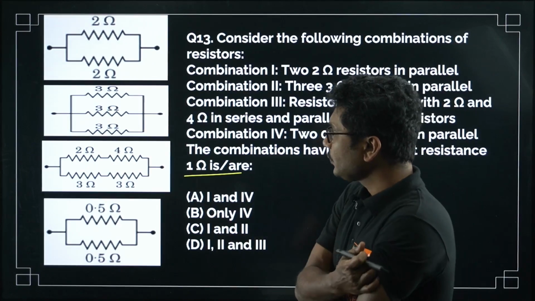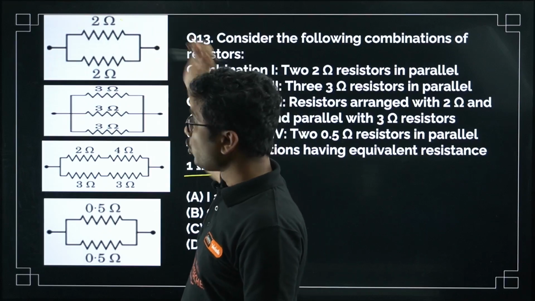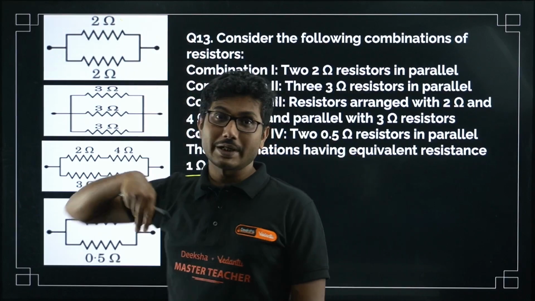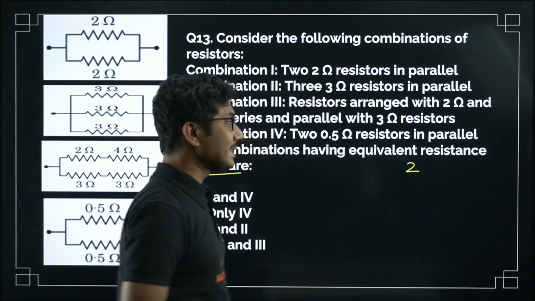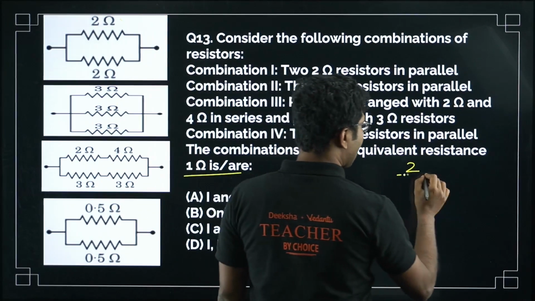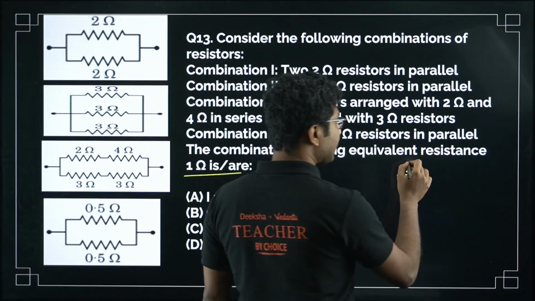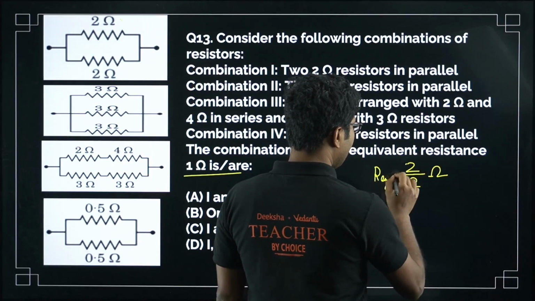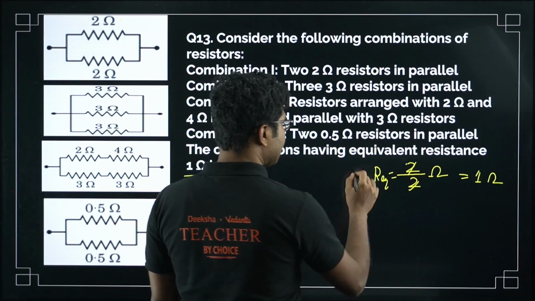Let's see. First let us find the equivalent for these two resistances. Two equal resistances connected in parallel, two resistances of 2 ohm each. How many resistances are there? Two, all having the same resistance, that is 2 ohm. So the equivalent resistance will be 1 ohm. Now this is case number 1.